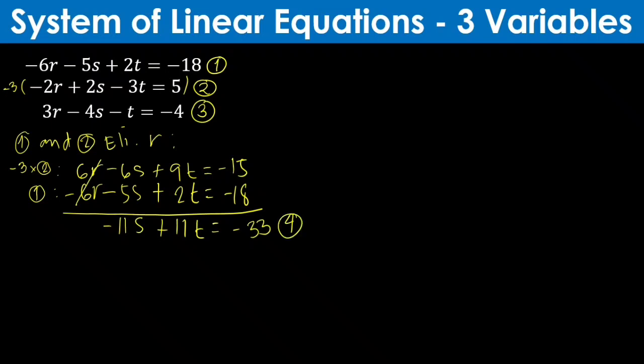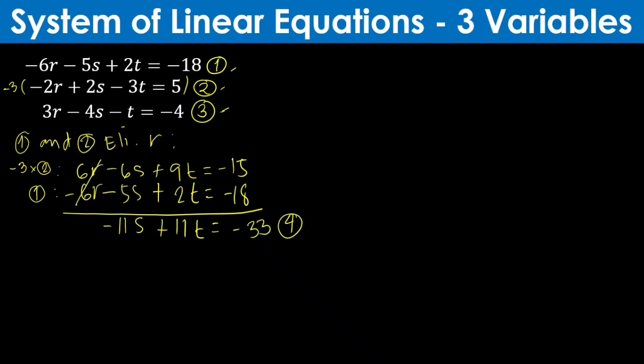Next, we need to pair another equations and eliminate the r again. We should eliminate the same variable so that we'll reduce the system into two variables. We cannot pair the same equation, so we need to pair different ones. Say, for example, equation number 2 and number 3, or you can have equation number 1 and number 3. So let's pick equation number 1 and 3 because it's easier to eliminate the r.